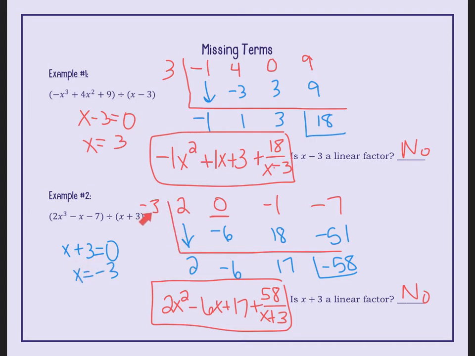Bring down the 2, multiply. Add together, multiply. Add together, multiply. Add together, and this is always, always, always your remainder. And because this had a remainder, this is not a linear factor.